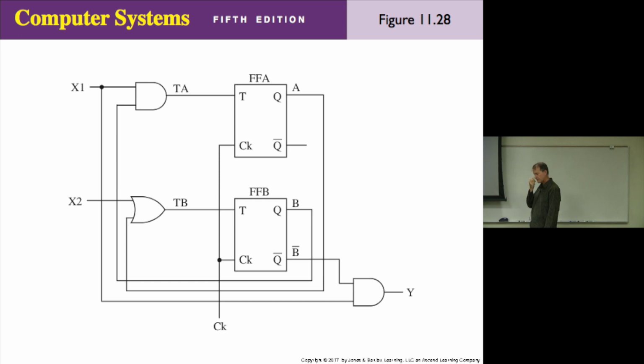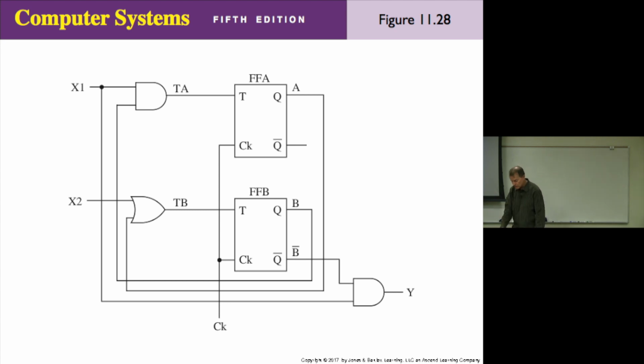Okay, so that's the circuit. You see that X1 is coming in to TA, but it's being ANDed with B. And then X2 is coming into an OR gate, and it's being ORed with A, which is the A from the flip-flop. So that's what the T is going to be. So the question is, how is this thing going to behave?